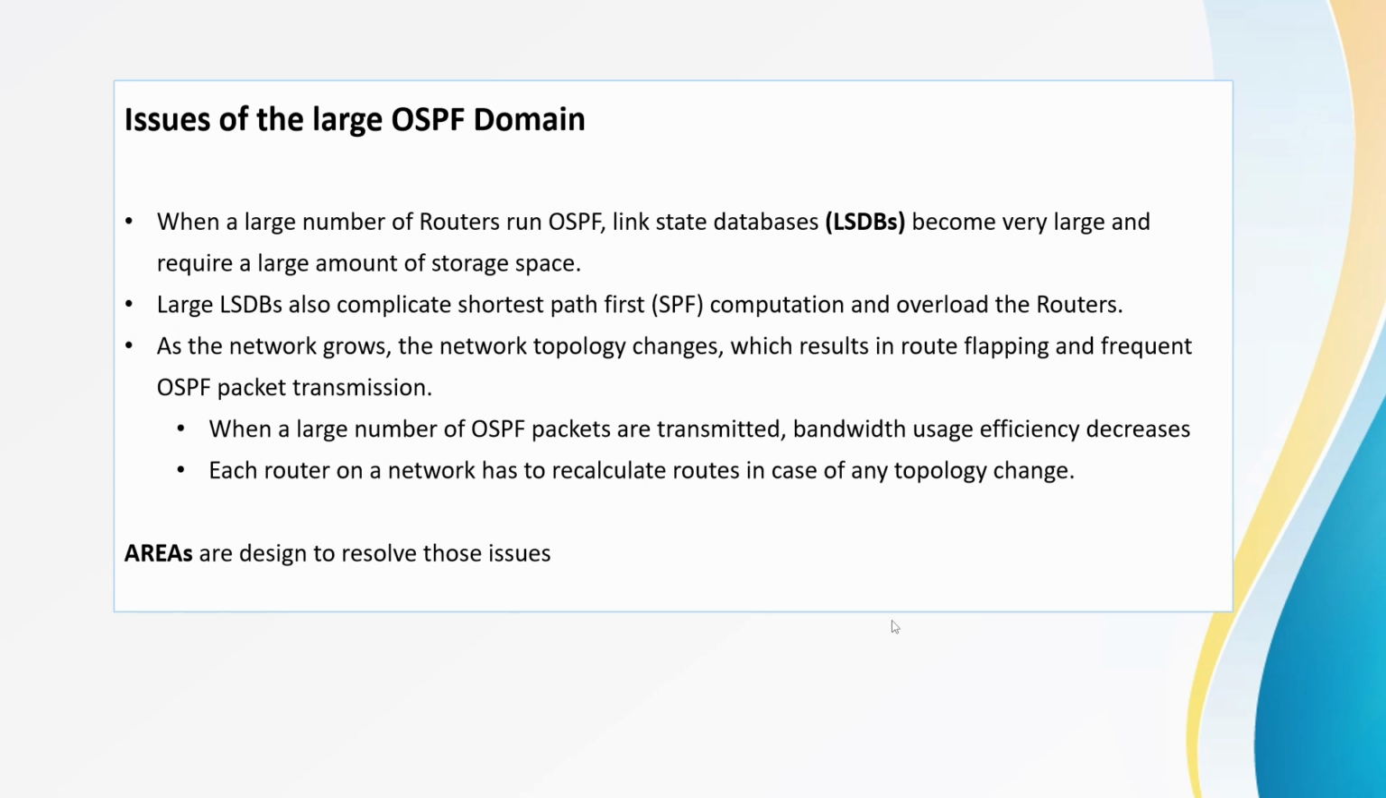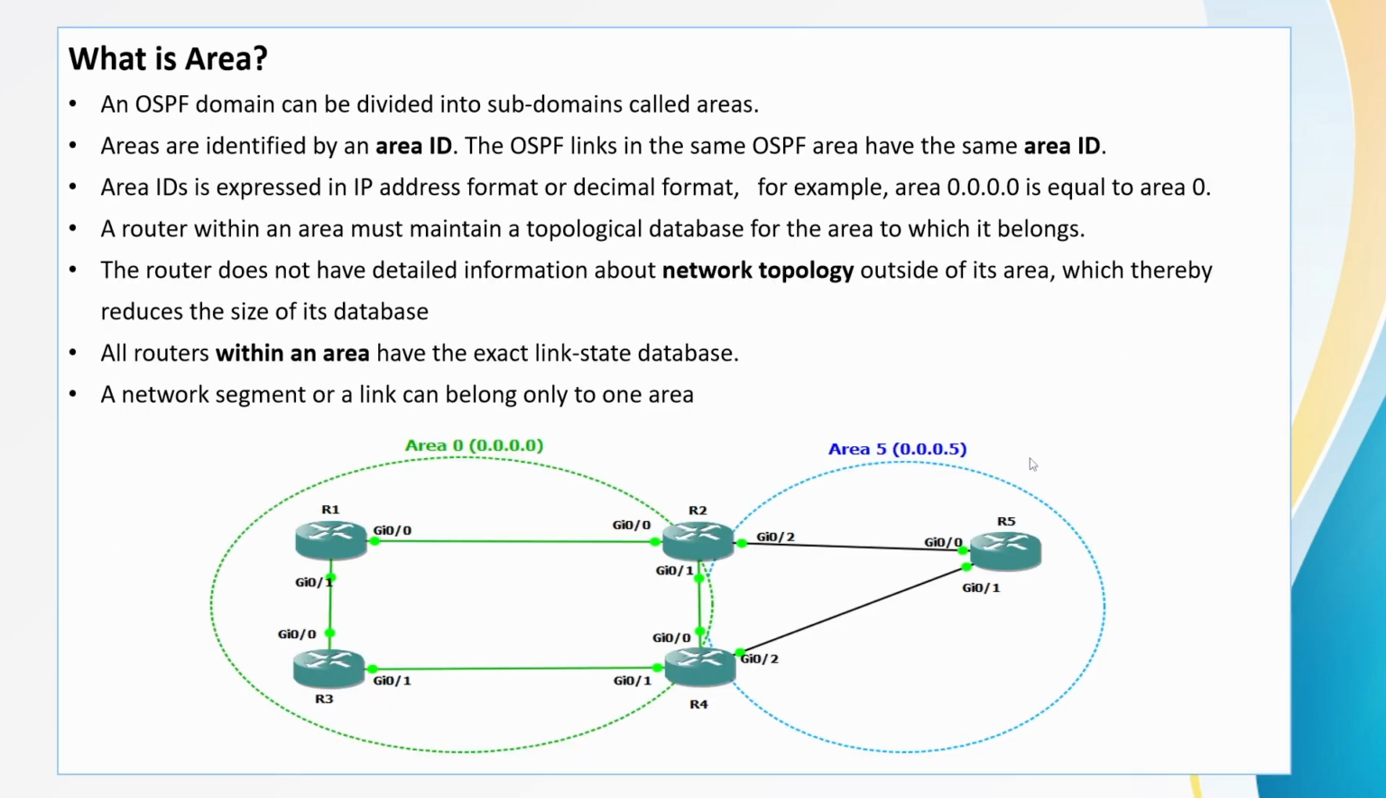So how do we fix these issues? Areas are designed to resolve this issue. What is an area? An OSPF domain can be divided into subdomains called areas. Areas are identified by area ID. The OSPF links in the same OSPF area have the same area ID.